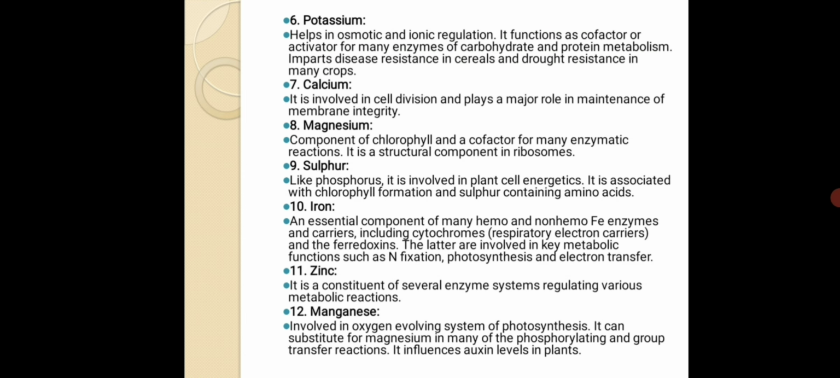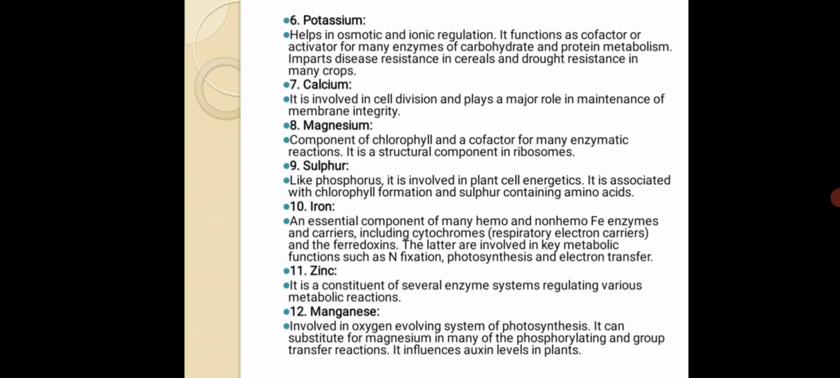Then potassium. Potassium helps in osmotic and ionic regulation. Potassium also gives disease resistance to many field crops. Then calcium. It is involved in cell division and cell elongation. It has a major role in growth. Then magnesium, a component of chlorophyll and cofactor for many enzymatic reactions. It is a structural component in ribosomes. Then sulfur, like phosphorus, is involved in plant cell energetics. It is associated with chlorophyll formation and sulfur-containing amino acids.